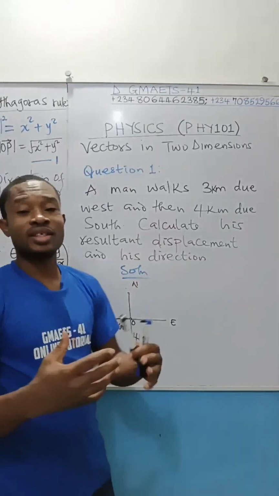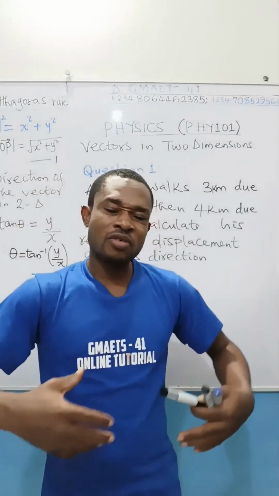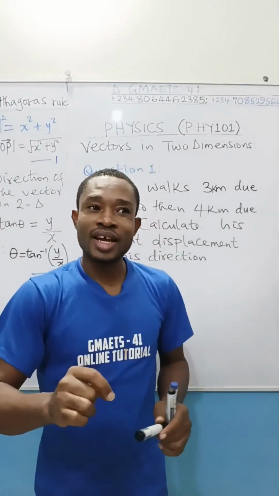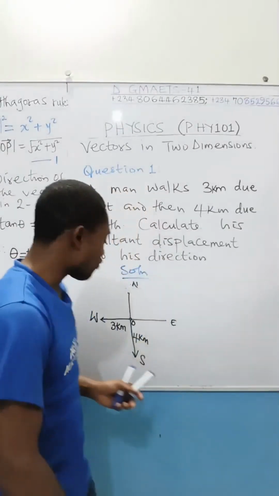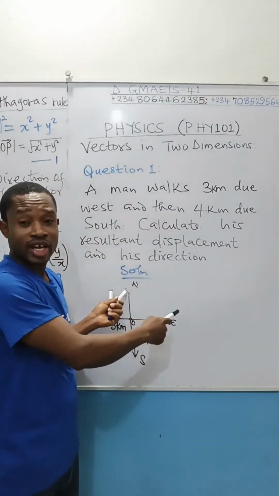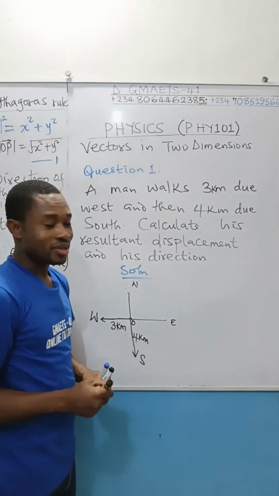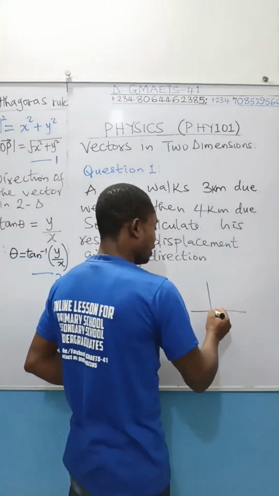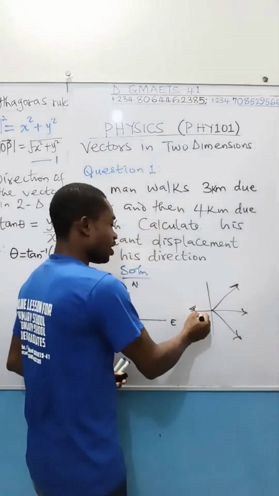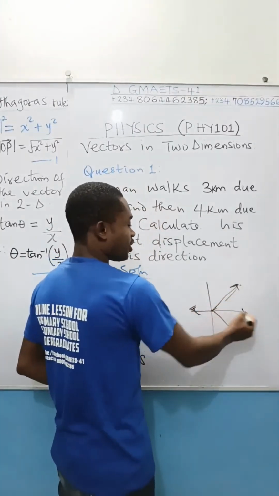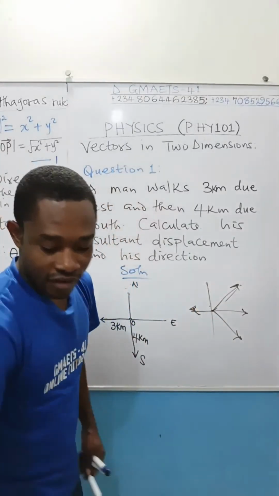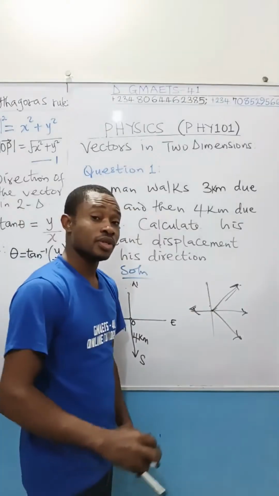I placed arrowheads because the man walked in those directions. The movement of the man, as displacement, is a vector quantity and you must show the direction. So I had to fix an arrowhead here. I did not fix one here because there's no vector there. Are you getting me right? So you take note. Sometimes you may meet something like this. You have a vector here, here, here, and here. There is no vector here. Wherever you have a vector, an arrowhead is going to be drawn there.